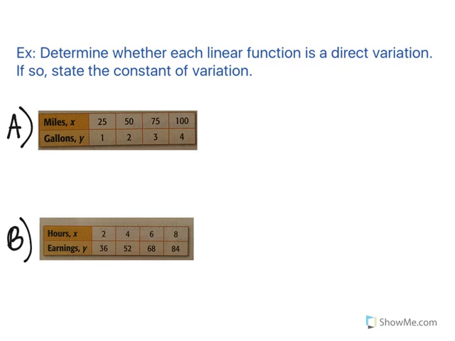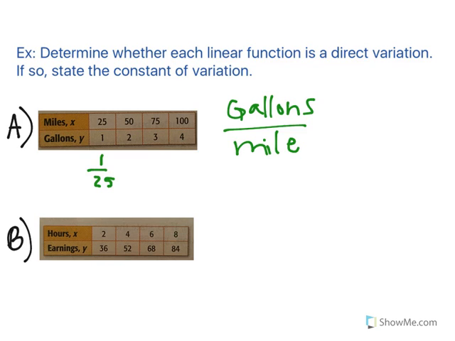Finally, it says determine whether each linear function is a direct variation. So we want to see if there is a common pattern. Does that pattern say constant? If so, say the constant of variation. In this one, we're going to do, again, our y over x, our gallons per mile. Let's look at each one. We have 1 over 25. We can't simplify that anymore. Then we have 2 over 50. That equals 1 over 25. So far, so good.